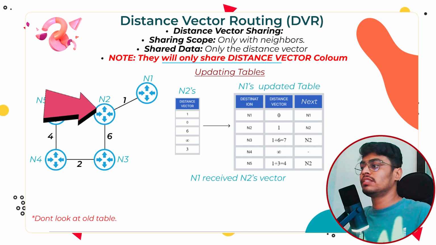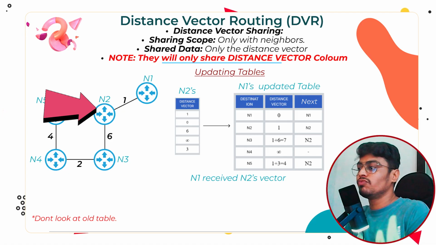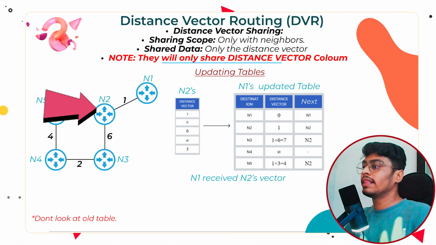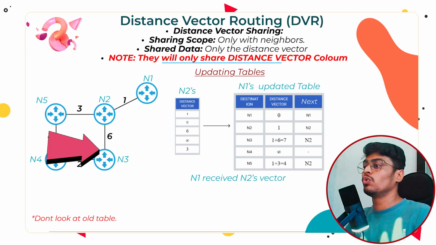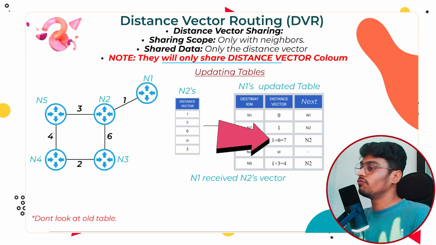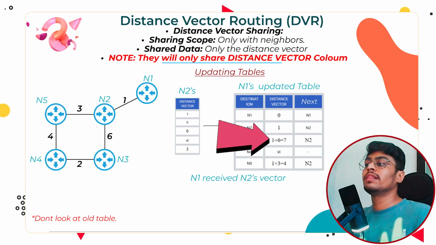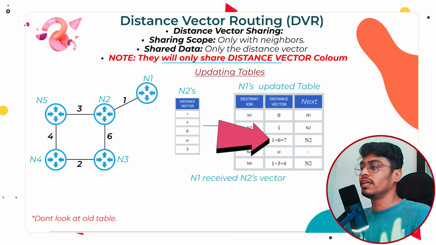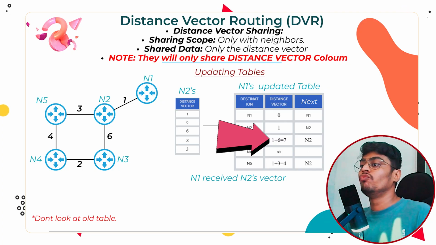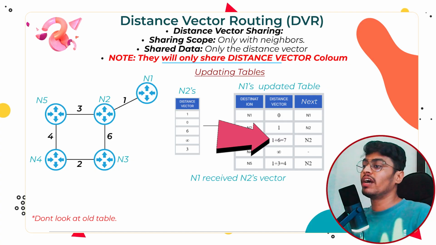Okay, so you can see it like this: first we will go n1 to n2, and then we will go n2 to n3. So n1 to n2 cost 1 plus n2 to n3 cost 6. We have seen our new distance vector. Okay, this will be 7. So next hop will be n2. We are going to n3 via n2.